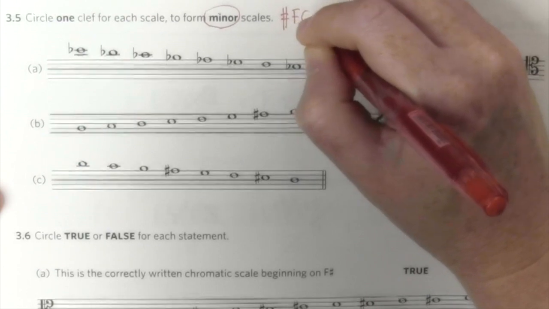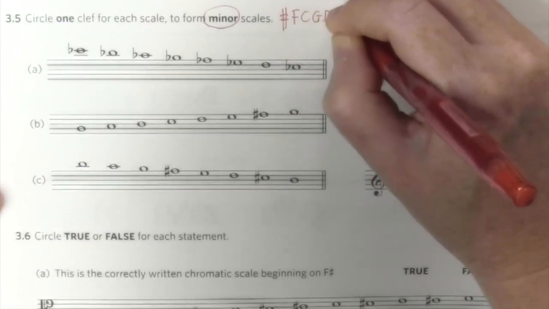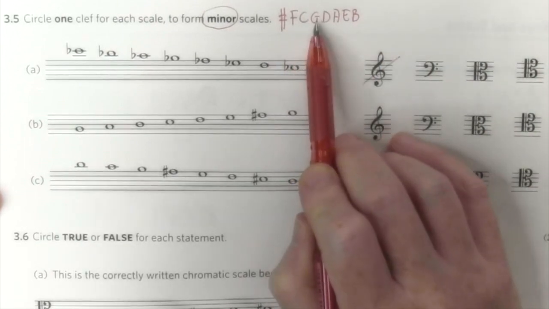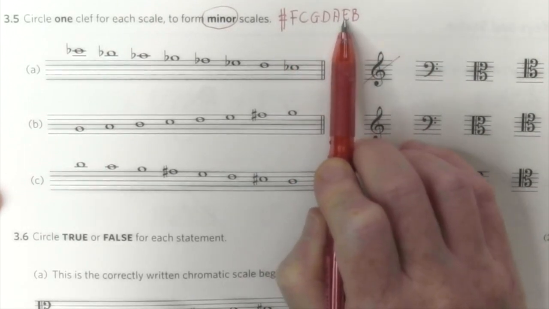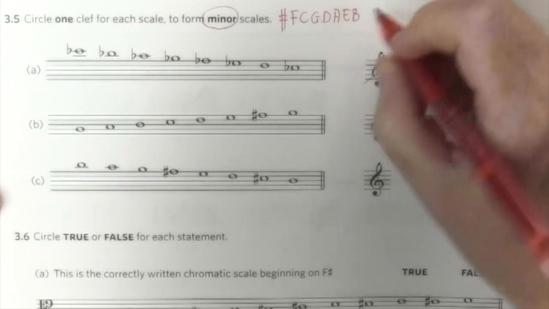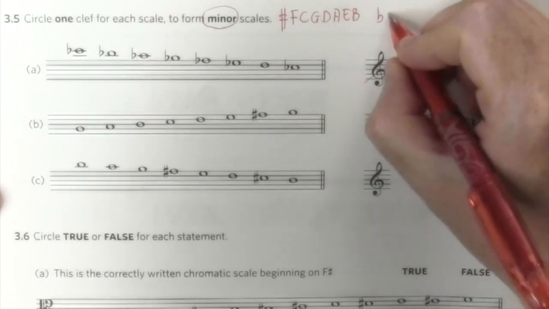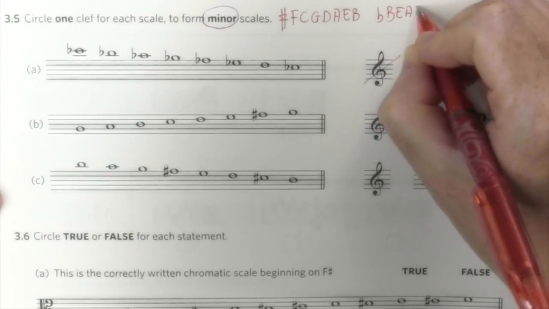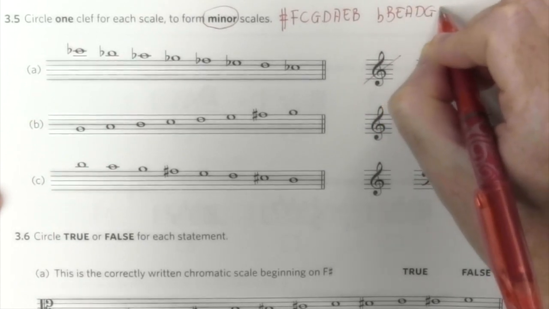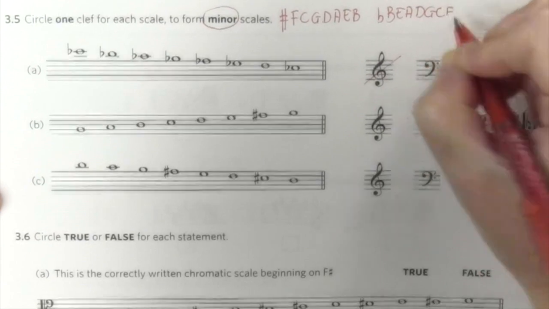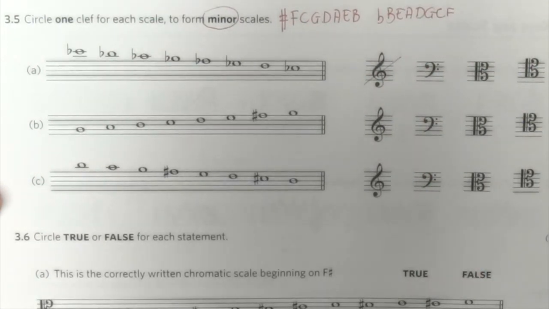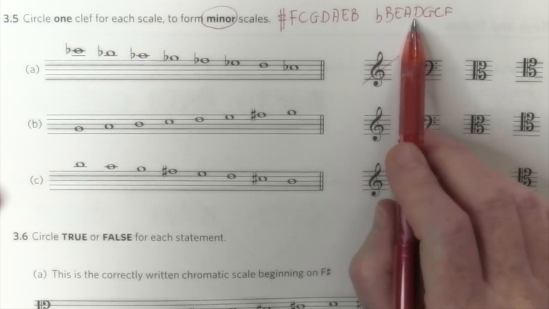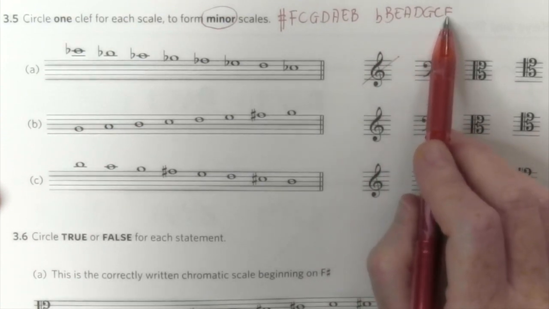Fa, do, sol, re, la, mi, si. Fun colouring gigantic drawings after eating breakfast. And then the flats is the other way round. So si, mi, la, re, sol, do, fa. Big elephants ate dinosaurs, goat, cheese, figs.